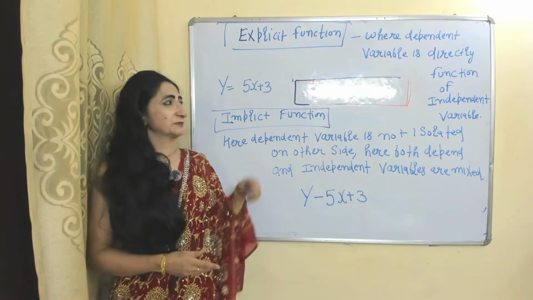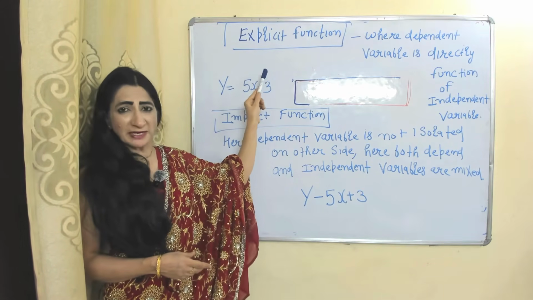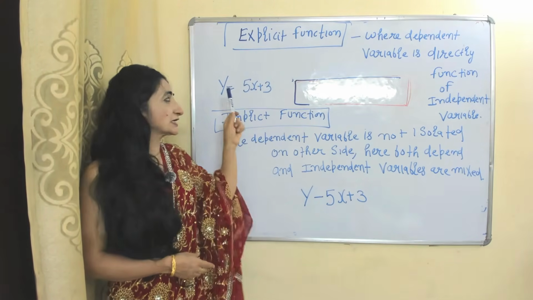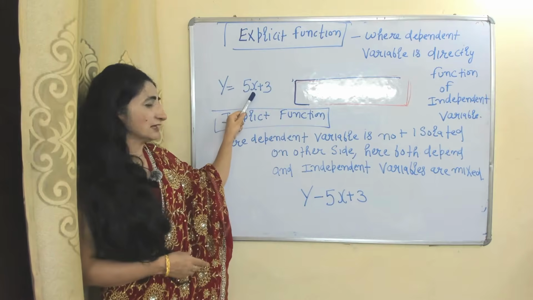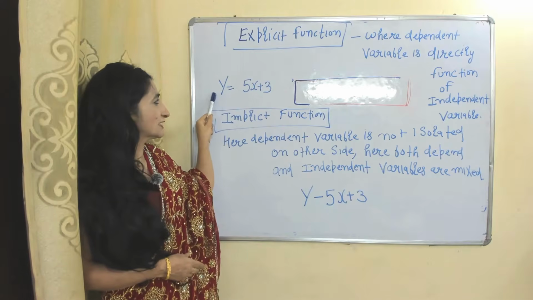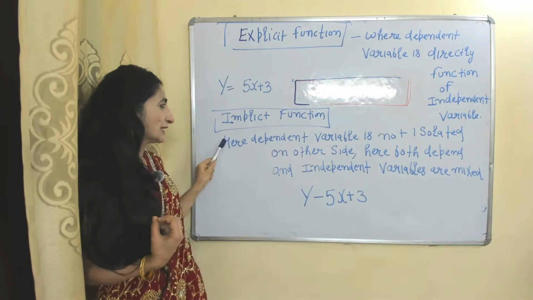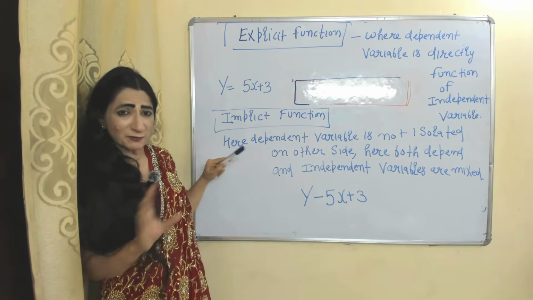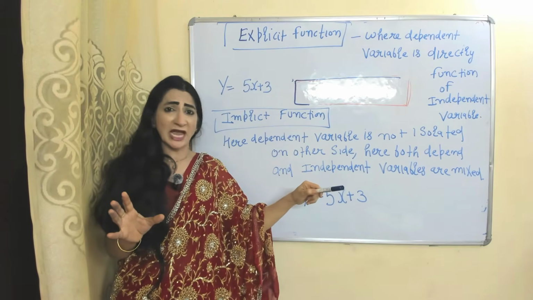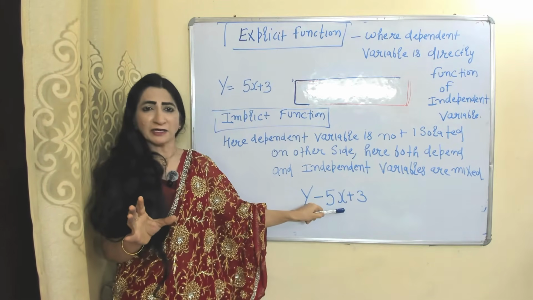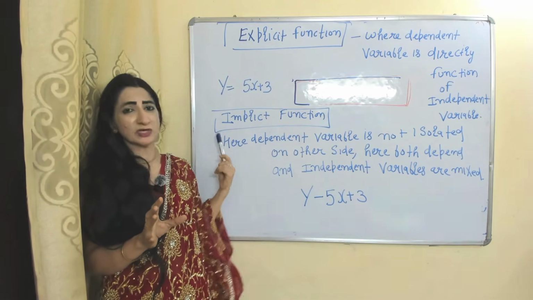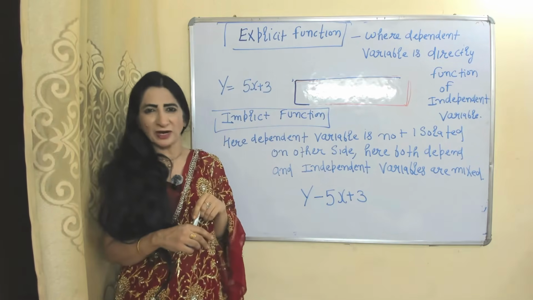Explicit and implicit function. In case of explicit function, the dependent variable is directly a function of the independent variable, and the dependent variable is isolated on one side. But in case of implicit function, the dependent variable is not isolated on one side. Here the dependent and independent variables are mixed together.